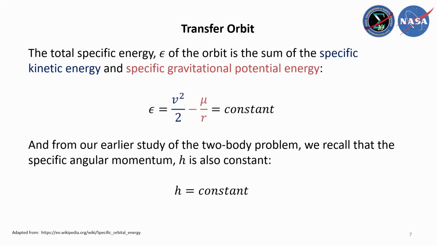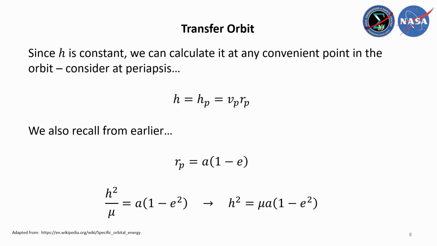Recall that the total specific energy of an orbit is constant and is given by the expression at the top. And we recall from our earlier study of the two-body problem that the specific angular momentum is also constant. Since the specific angular momentum is constant, we can evaluate it at any convenient location in the orbit. Here we'll consider periapsis, denoted by the subscript p. From our earlier work, we recall a couple of other expressions that we need as well.